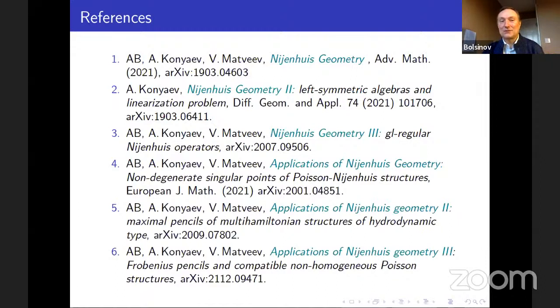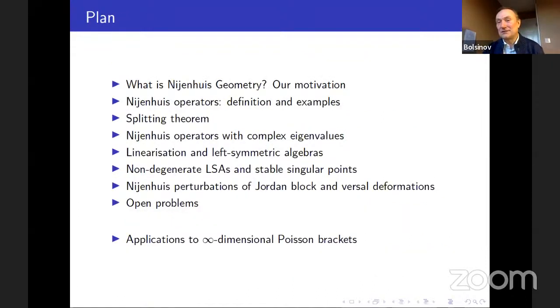What I'm going to talk about was agreed with Anton Alexeyev. My talk will be divided into two parts. The first is quite elementary in my opinion, in the sense that all results I'm going to talk about are easy to formulate, and I suppose that everybody will understand this. The second part will be devoted to applications to infinite dimensional Poisson brackets of geometric type. It will be somewhat more technical and maybe a little bit more advanced.